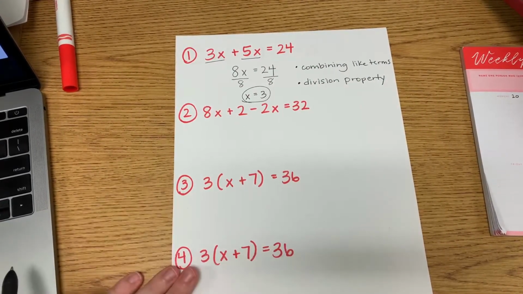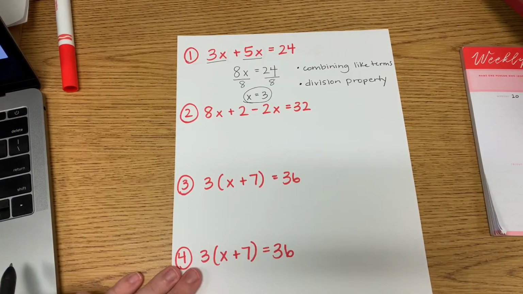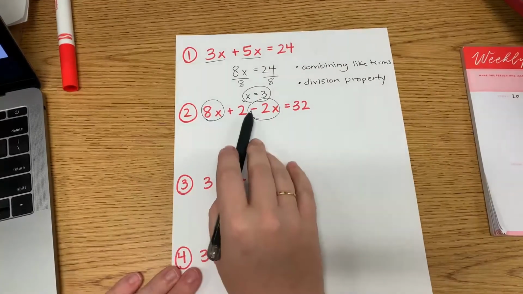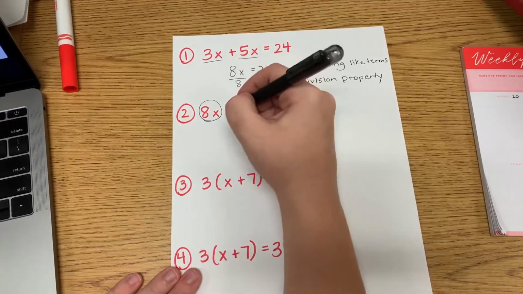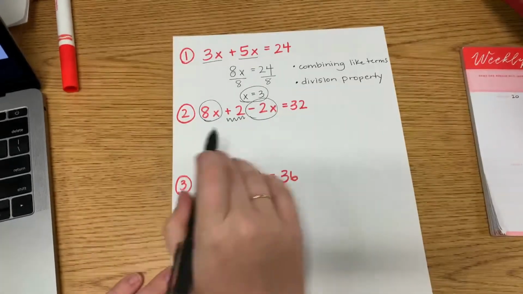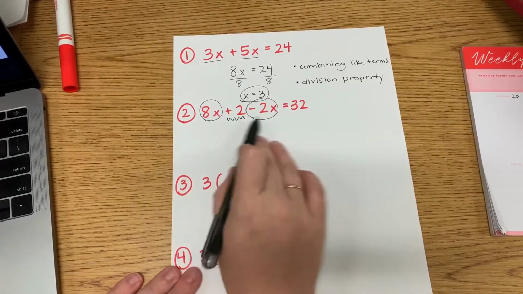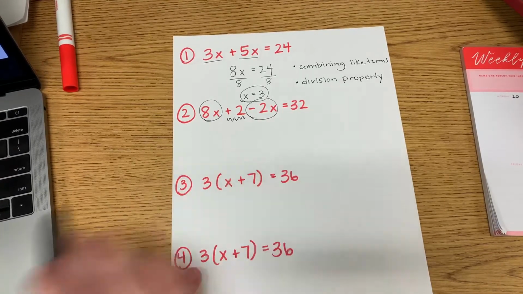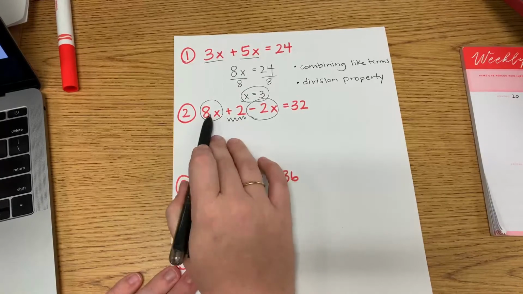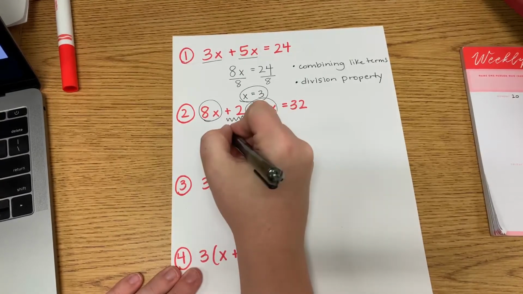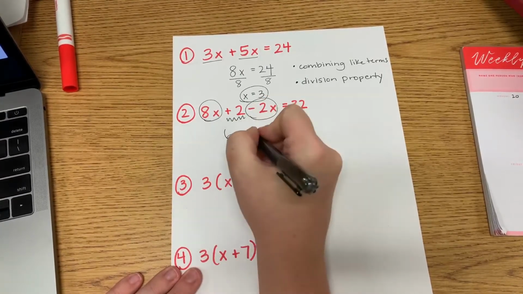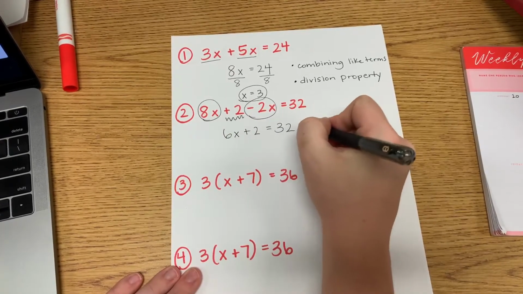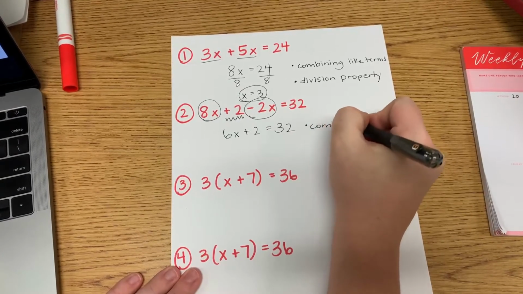Number 2, I also need to combine like terms here. So I have 8x and negative 2x. Remember that the sign out in front goes with it. And then I have this positive 2 by itself. Now, we're only combining like terms if they're on the same side together. And we'll look at what happens if we have a like term on the other side as well. But 8x and negative 2x would become 6x. And then we have this 2 left over, and that equals 32. Again, that is combining like terms.